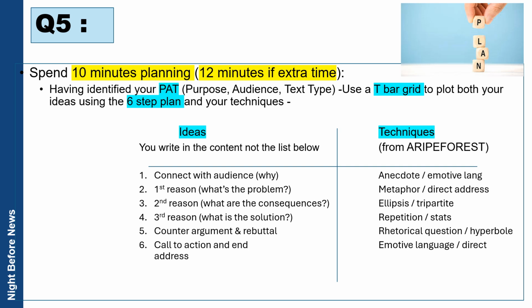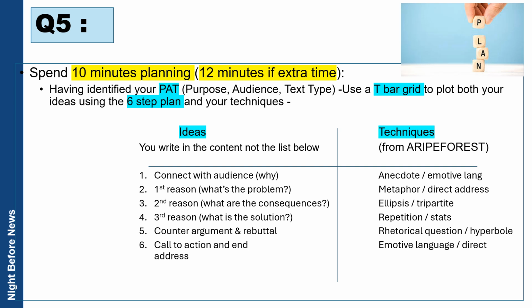Some ideas to help you with your planning: the 10 minutes planning time, or 12 minutes if you get extra time, are thinking about first of all working out what the purpose and the audience and the type of text that you have been asked to write is. You can use a T-bar grid to plot your ideas using the 6-step plan and your techniques.